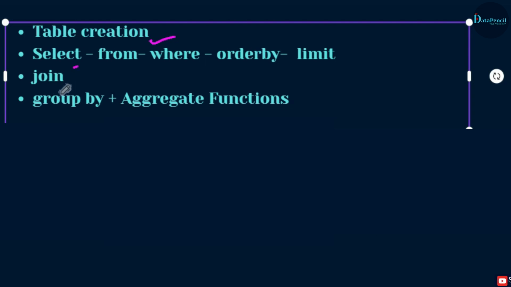Someone was asking how to join 3 tables. So the method is same, absolutely same. The way we join 2 tables, in the same way we have to join 3 tables or 4 tables or more than that. Then in the yesterday's session, we have seen how to use the group by along with the aggregate functions.